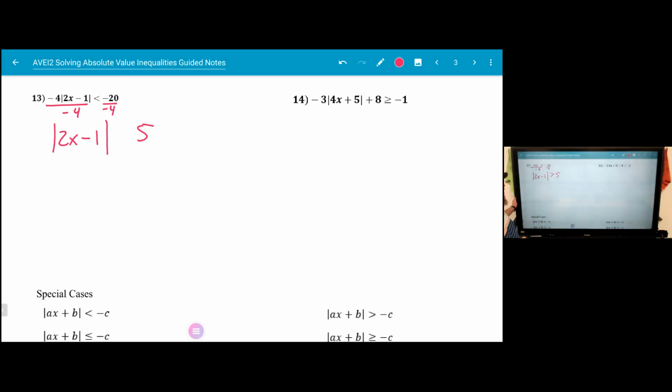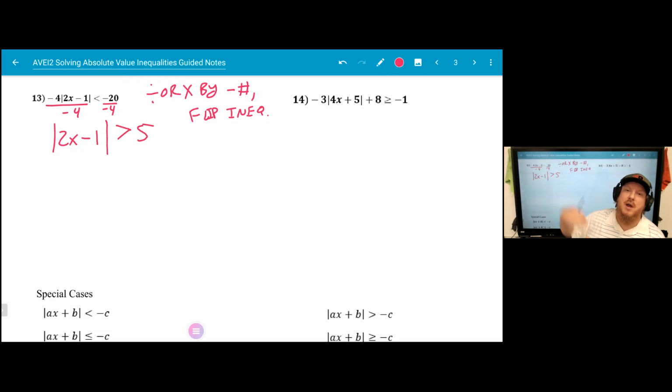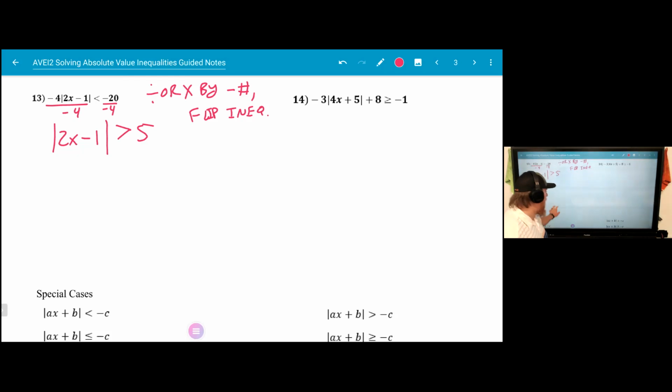When you divide or multiply by a negative number, you have to flip the inequality. Number 14 is like that also. What I'm going to do for the rest of the problem types is put the solutions up on Google Classroom for the guided notes, and you'll have to take a look at that. But let's finish this thing off right here.